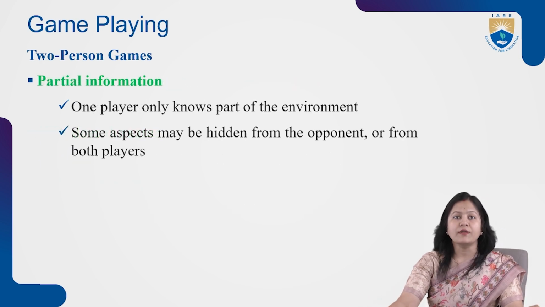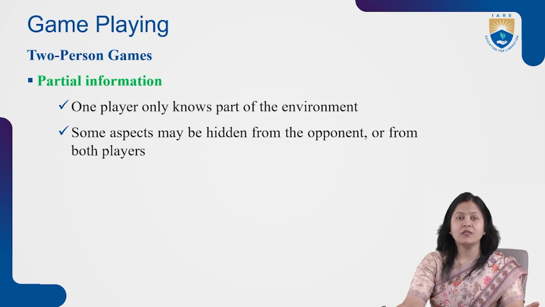And one more important thing is partial information, meaning half knowledge. Only one player will have the half knowledge. That means one player only knows part of the environment. If partial information about the environment is known to only one player, then it is called partial information. Some aspects may be hidden from the opponent or from both the players.